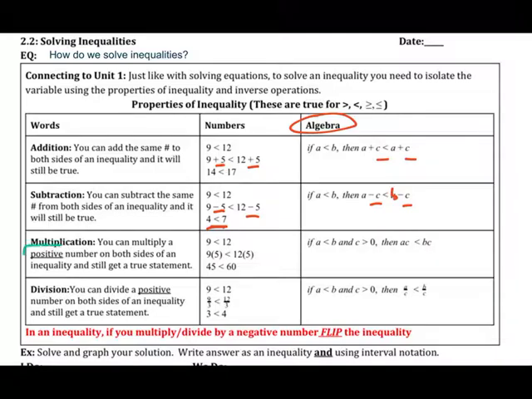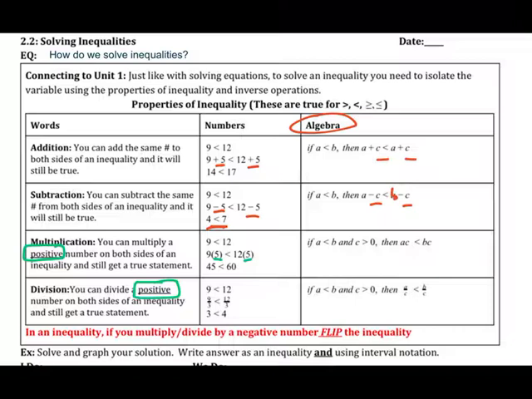Multiplication and division hold in a similar way, except there's one key word here that I want to draw your attention to, and that word is positive. We can multiply or divide on both sides of an inequality by the same number as long as that number is positive. And the reason we can't do this with negative numbers is that if you think about the number line, when we multiply or divide by a negative sign, that actually changes the direction that we're looking at on the number line.